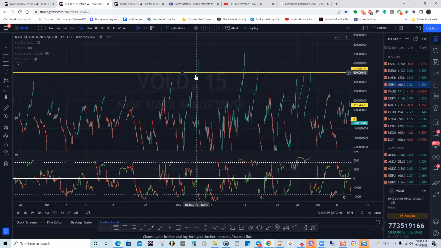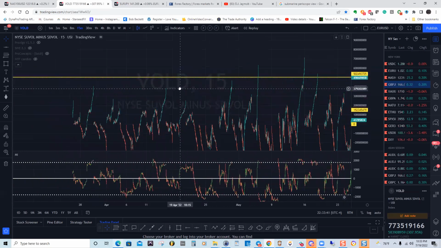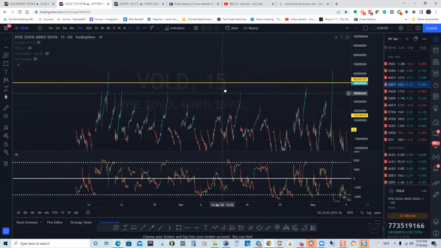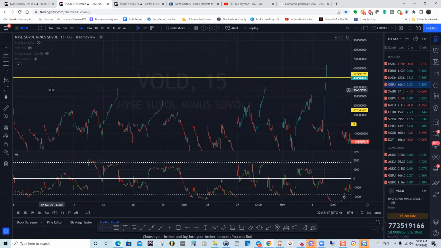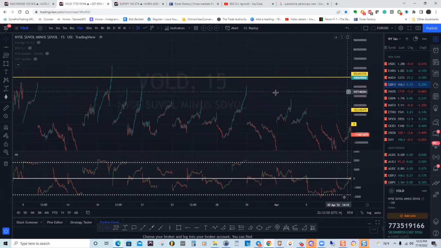When it's way over this level, it crashes hard, right? Did not look at this. When it's way over that level, it crashes hard. Yeah. So let's watch this.